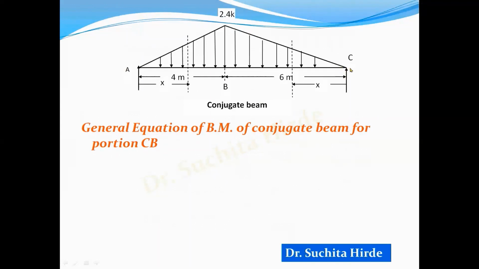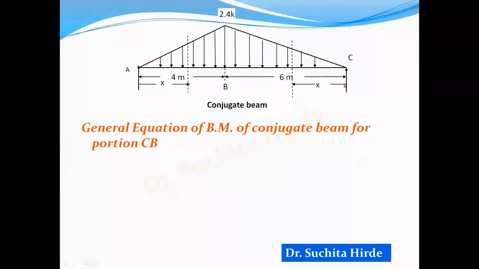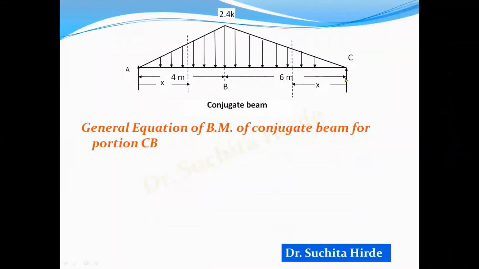So we will take C as origin and x is measured from C. Now you can see that moment of this reaction at C is anti-clockwise. Don't consider clockwise, anti-clockwise. What you have to see is whether this force is upward or downward. Upward force always produces sagging bending moment, that is positive bending moment, and downward force always produces negative bending moment, that is hogging bending moment.